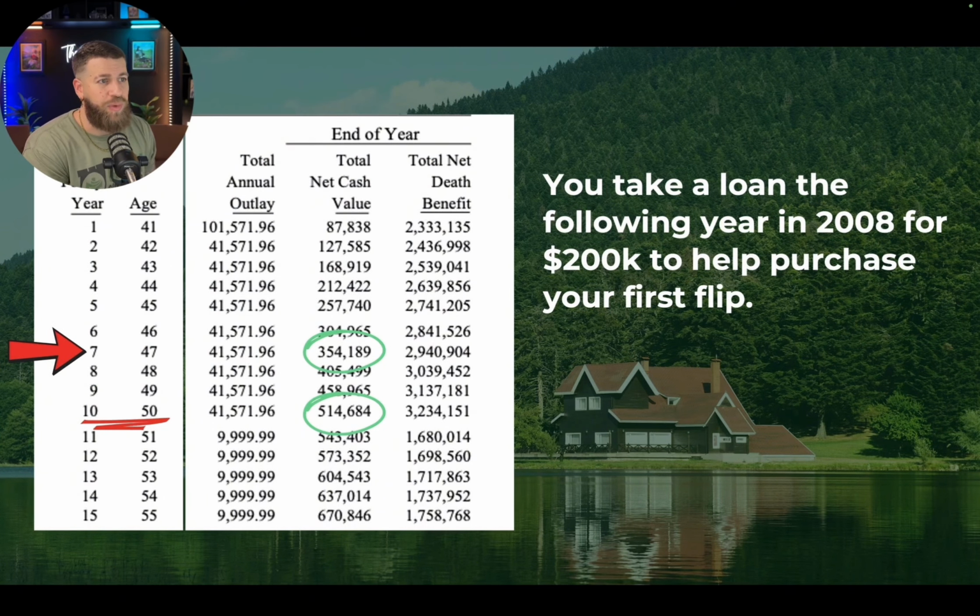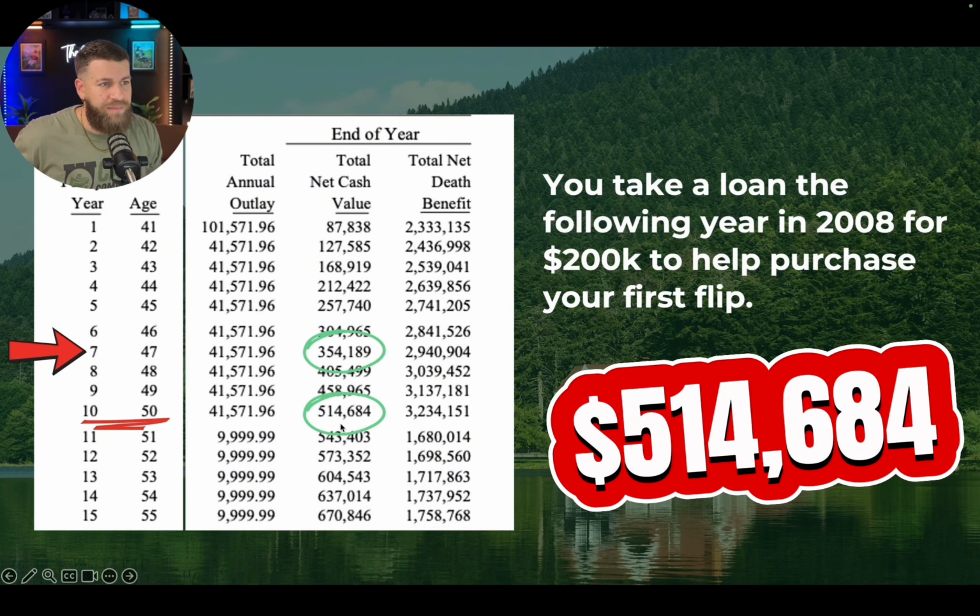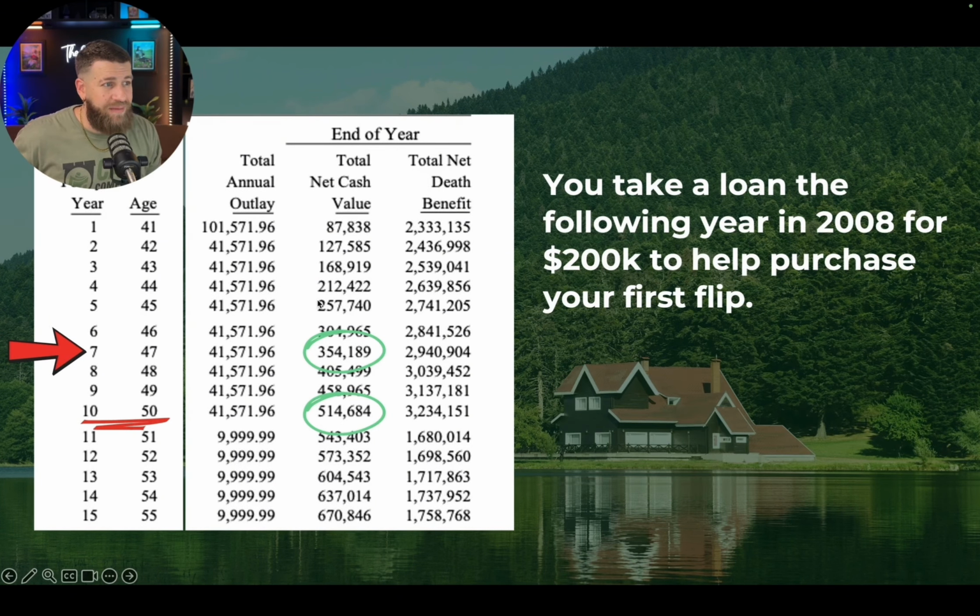However, this policy is funded with early cash value because Mr. YouTube viewer wants to use the cash before retirement, which we highly suggest you do as well. So let's take a look at year 10 here. The cash value in year 10 is $514,684.